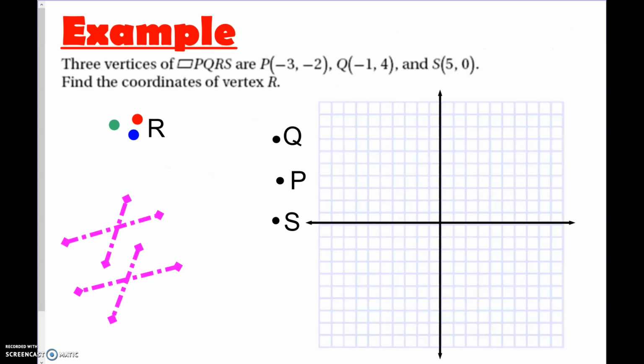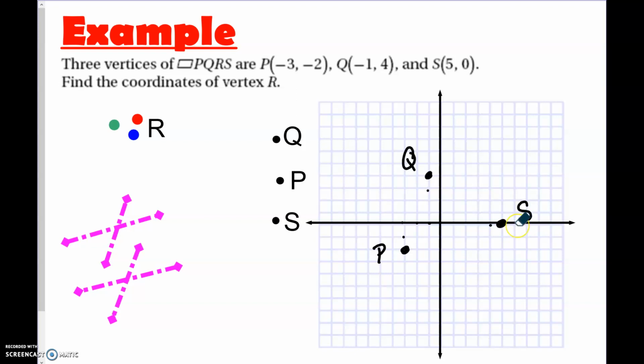All right, the three vertices of the parallelogram are P, Q, S, and we need R. So P, looks like this is P. Q is going to be at -1, and S is at 5, 0. Okay, where can R go? So where does the vertex of R go?